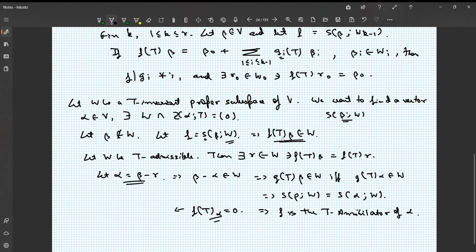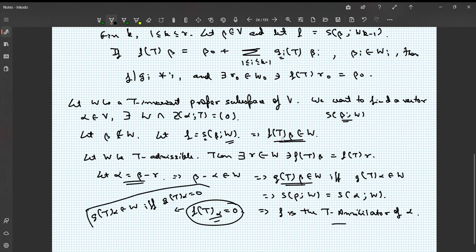Moreover, what is the other important observation we have? We have that GT beta is inside W if and only if GT alpha is inside W, so that means GT of alpha is inside W if and only if GT of alpha is 0. Because Ft of alpha is 0, F is the T annihilator, F should obviously divide G. Or you can think of it: F is the T conductor of alpha into W, GT alpha is inside W, so F should obviously divide G. F annihilates alpha under T, so therefore G will also annihilate alpha under T. So these two are the important observations.